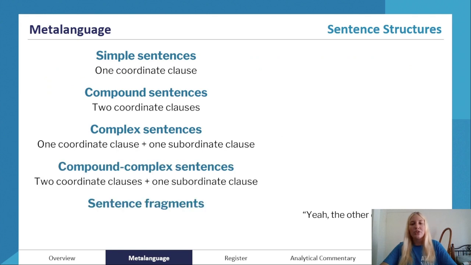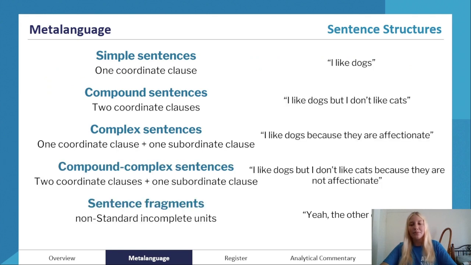Let's look at sentence structures and sentence types. Simple sentences are exactly as they sound. They only have one coordinate clause. As an example, "I like dogs." It will be a standard subject, verb, object sort of structure. I, me, the subject; like, verb, like what; object, dogs.